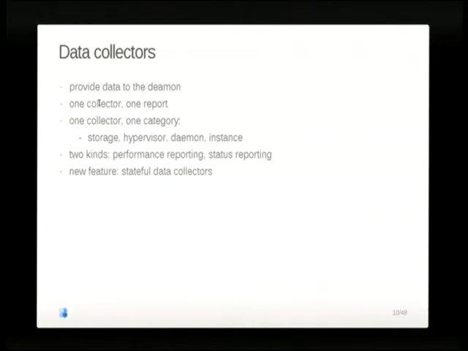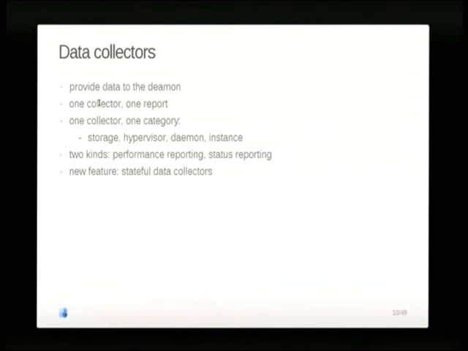Data collectors. Inside the monitoring daemon, there are smaller data collectors that provide you data on various aspects. There are data collectors for storage, the hypervisors, the various Ganeti daemons, the instances, and some that report on performance, like how much your node is loaded, things that might or might not be bad depending on your situation. And then there are the status ones, like is this node up or down? Is this instance up or down? Which, when it's down, is definitely bad.